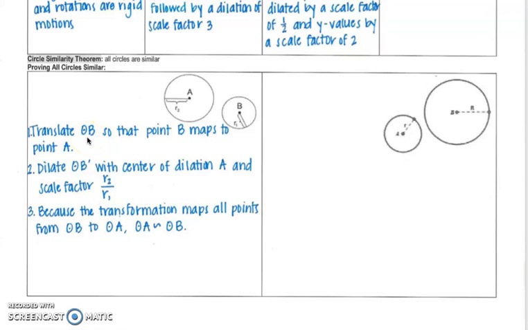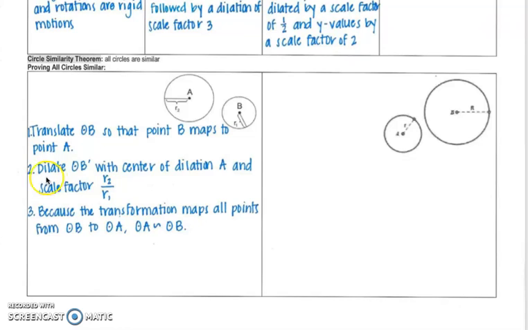Okay, so the first thing I'm going to do is translate or move circle B so that point B maps to point A. Generally, you would notate this with a vector, but I'm not sure how many of you learned vectors, so you could also see it that way. Translating circle B along vector BA is how it would be noted.